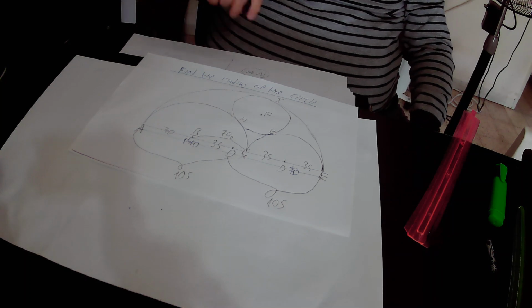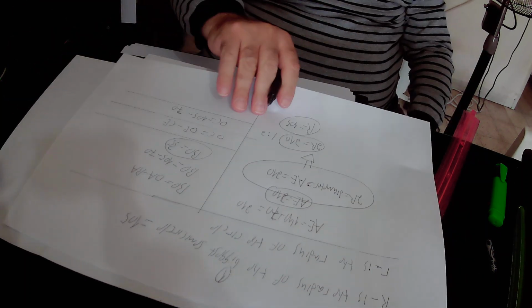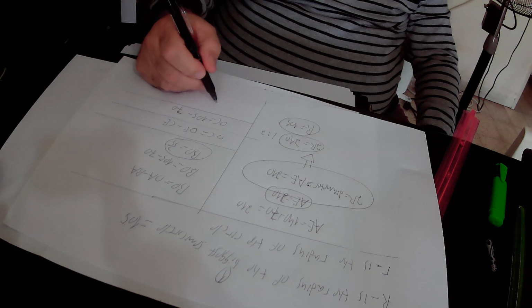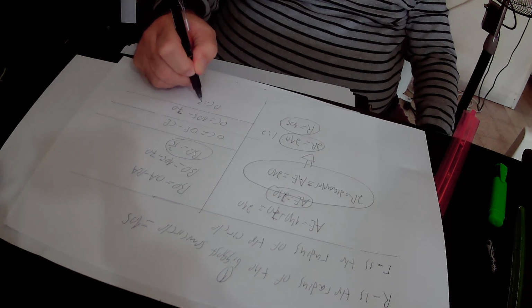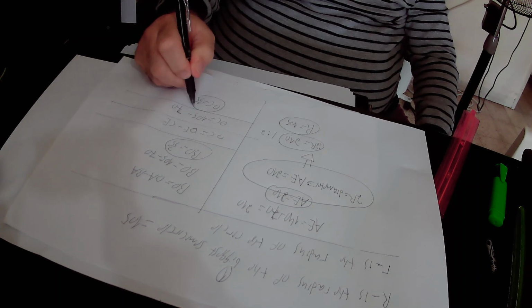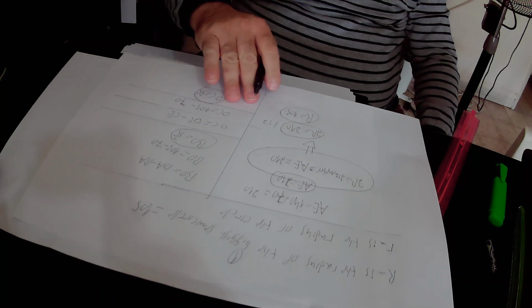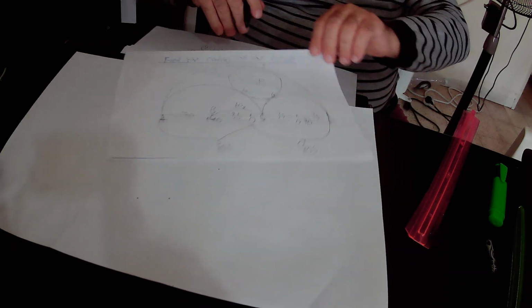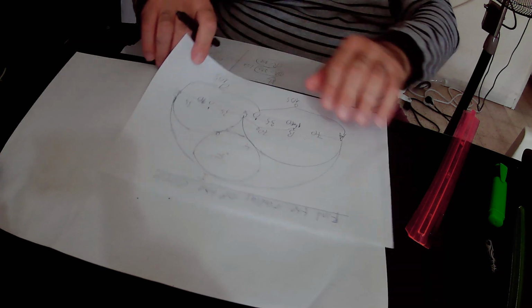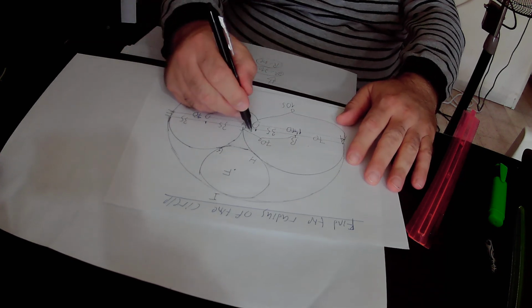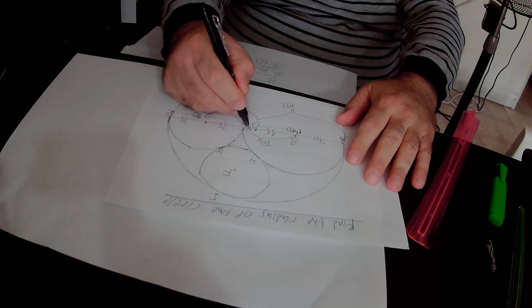In conclusion, we found out that line segment OC equals 105 minus 70. 105 minus 70 is 35 units. So OC equals 35 units in its length.